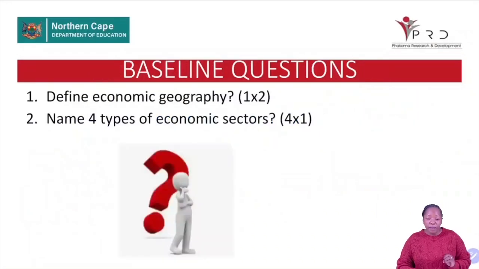And then, based on our pre-knowledge baseline, I just have 2 questions for you. The first one, you need to define what is economic geography for 2 marks. And the second question, you need to name the types of economic sectors. Per question, I will give you 1 minute. And then after that, we're going to do the corrections, which means with these 2 questions, you're going to have 2 minutes so that you write your answers. And then after, we do the corrections.